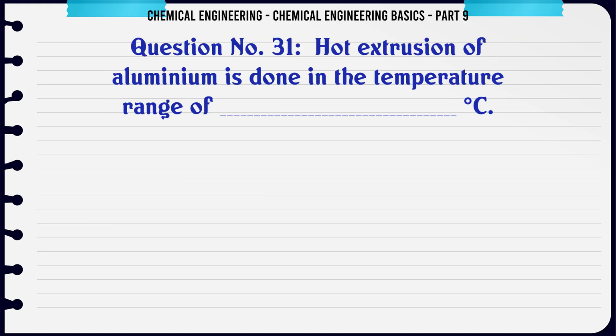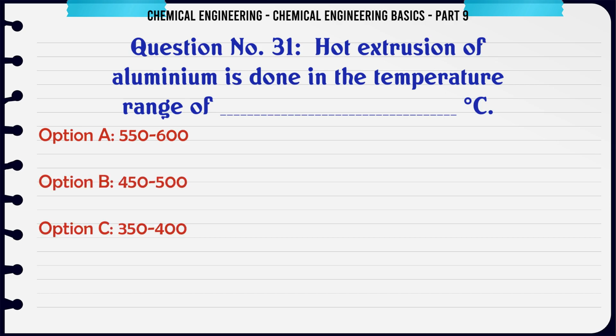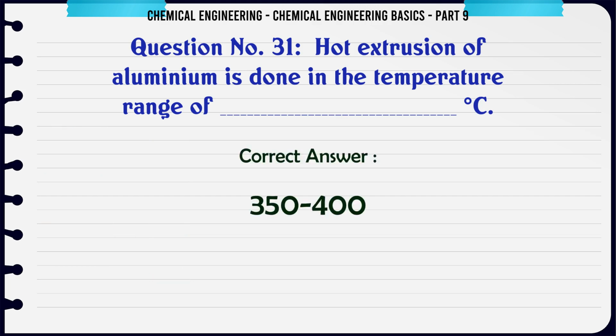Hot extrusion of aluminium is done in the temperature range of: A. 500 and 5600, B. 400 and 5500, C. 300 and 5400, D. 200 and 5300. The correct answer is 300 and 5400.